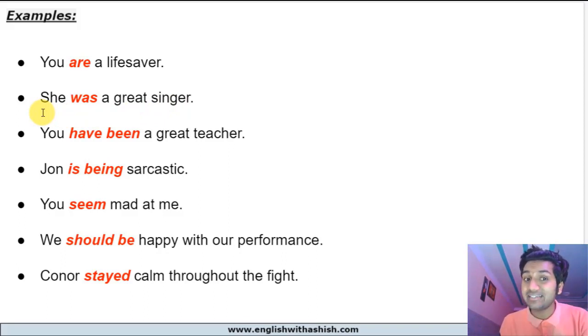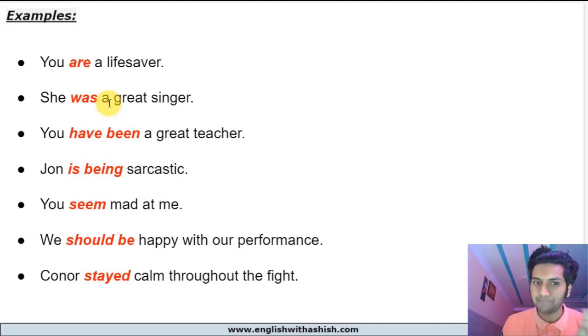I'm not saying she is a great singer. She might not be a great singer in the present. She was a great singer in the past, right? So we've used a noun phrase to give a name, to rename the subject, right? She equals a great singer. We can use an adjective and describe the subject. She was amazing. She was very honest. She was very hardworking. We can do that, right?